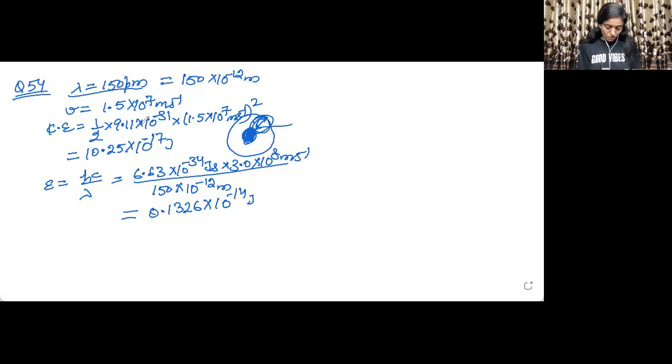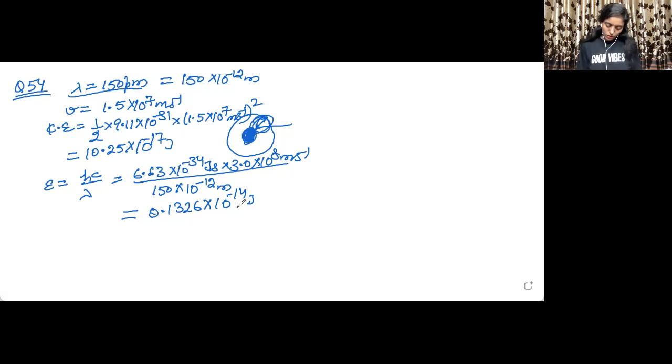9.11 divided by 2. Just let me check this calculation once again. So 4.555 multiplied by 1.5 square, 10.25 into 10 raised to the power 14, 31 minus 14 coming out to be equal to 17. So it will be minus 17, right? Okay, so this will be minus 14 joule.